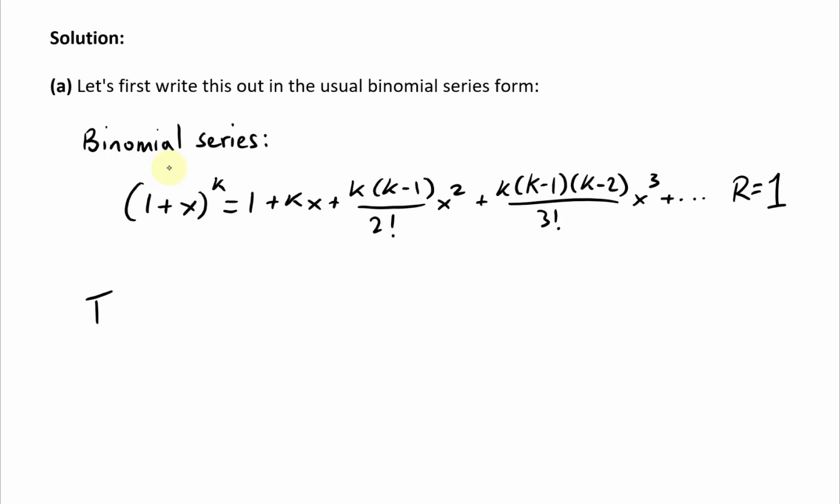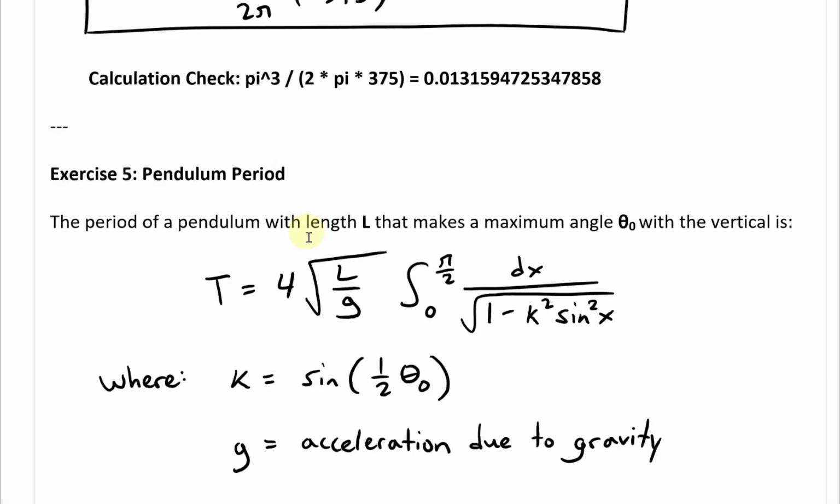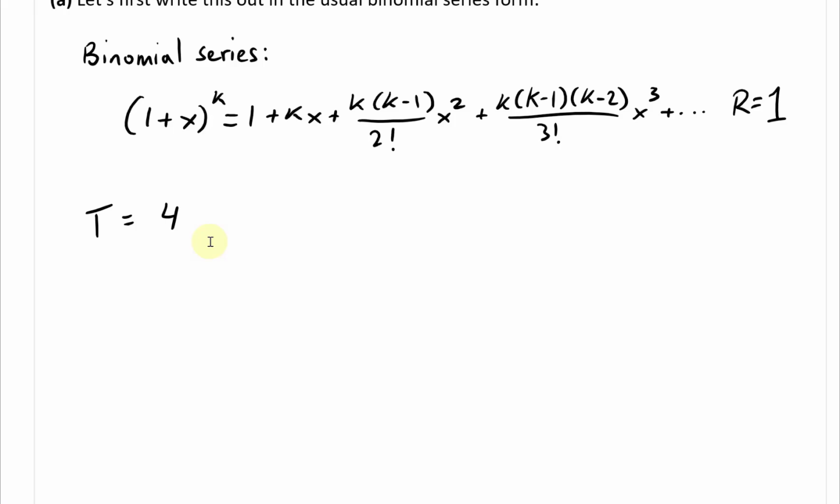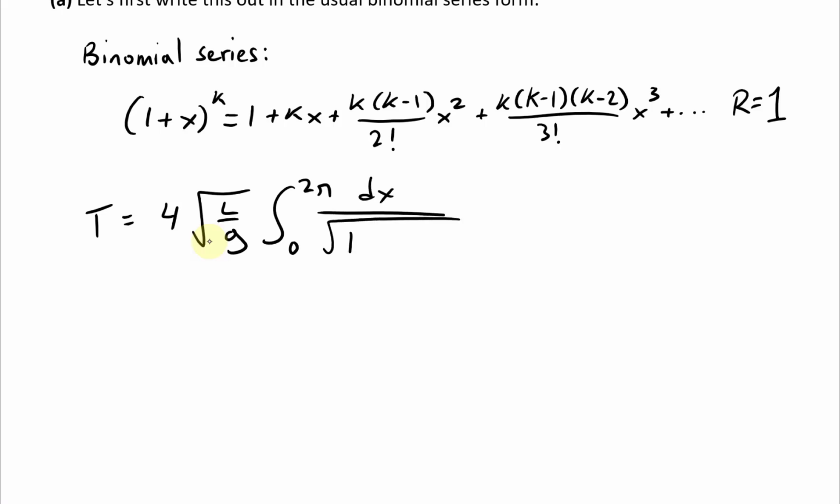So we have our period T equals, let's scroll up here, 4 times the square root of L over g, then we have this integral from 0 to pi over 2 of 1 minus k squared sine squared. So at the bottom, let's write this down. 4 times the square root of L over g, and the integral from 0 to pi over 2 of, on top just dx, and then the square root of 1 minus k squared sine squared x.